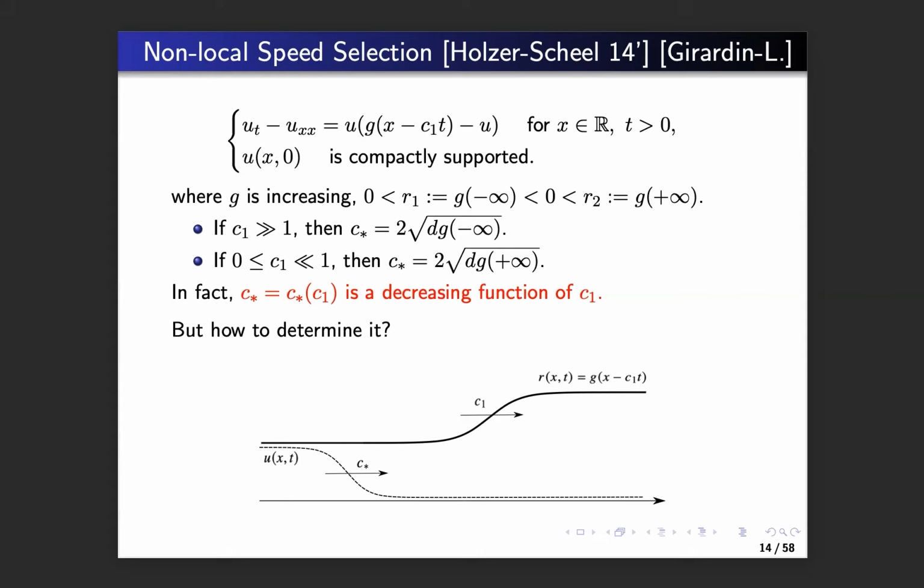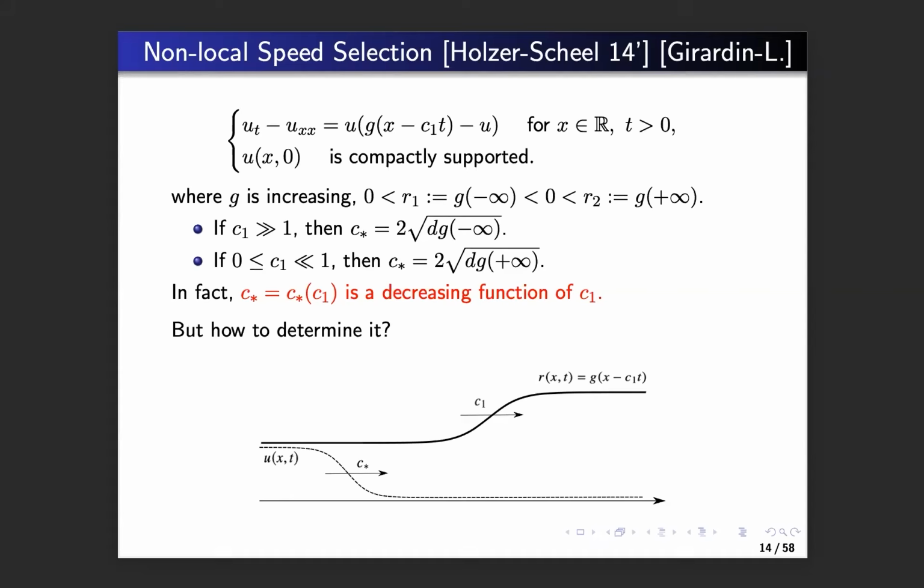Okay, and in the other extreme case, when C1 is small, even 0, okay, just take it to be 0, then the population can just move here by diffusion, and then we expect the propagation speed to be the one predicted by the better habitat.